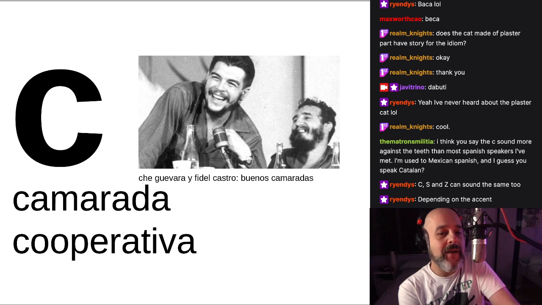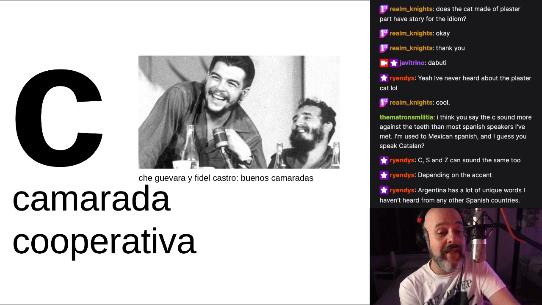Camarada, cooperativa, cepillo. In Castilian from Latin America, camarada, cooperativa, cepillo. If you're in the Argentinian variety, there are so many good accents, but I'm just going to stick to the basics so far. But take into account that those variations exist and they're super valid. So there's no wrong answer if it's within what is used. So moving on to the next letter.